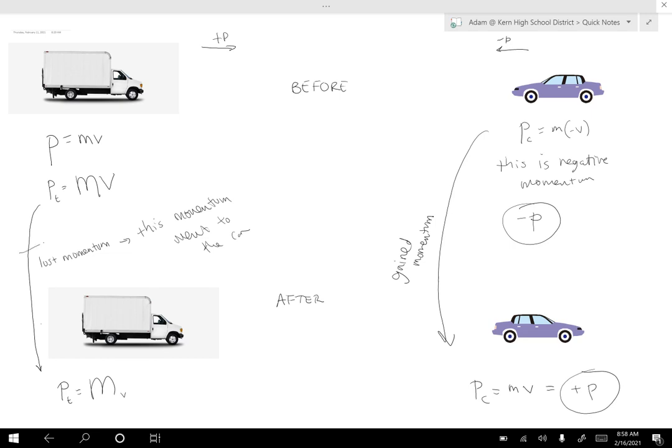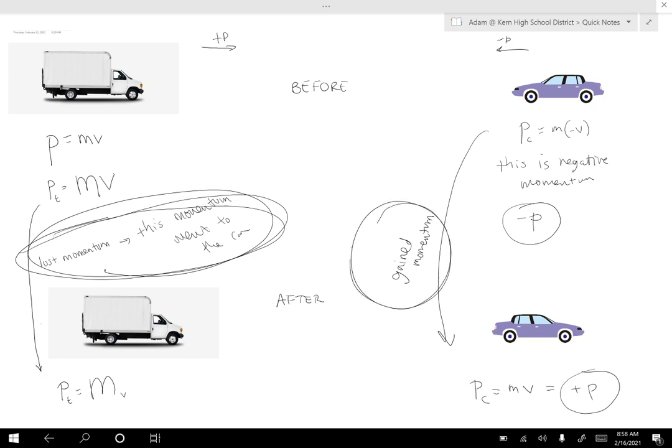But the idea that we lost momentum here is important because if you lose momentum in one portion, you need to gain momentum in the other.